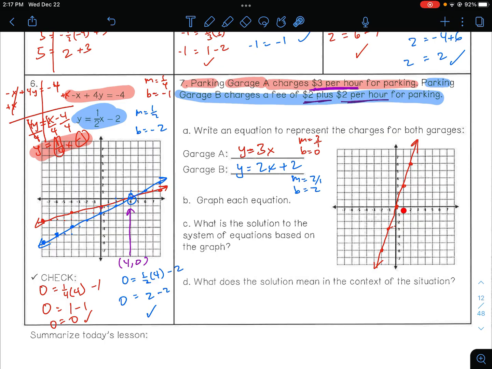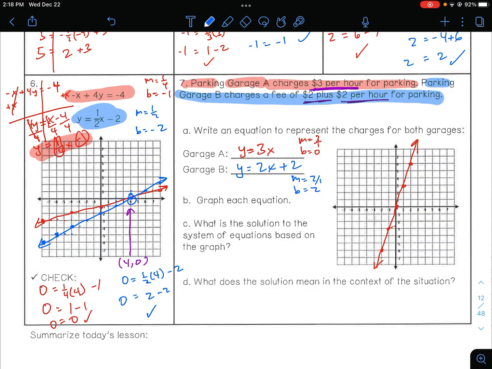So 1 hour is $3. 2 hours is how much? Well, if it's 3 per hour, it's 6. And 3 hours would be 9. You can't see it on the graph. Now, do the negative numbers make sense in this? No. If you parked for -1 hours, you would pay -3, or you would get $3. So negatives don't make sense in this story, but positives do. But yeah, 1 hour, $3. 2 hours, $6. Let's do the blue line.